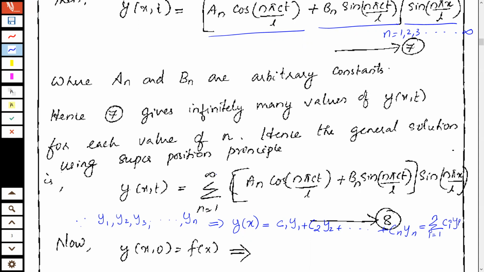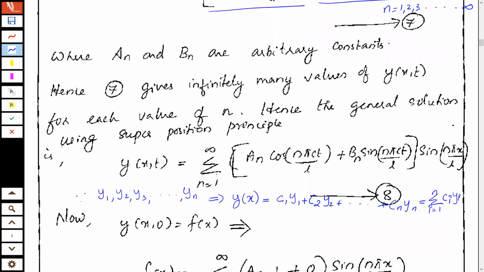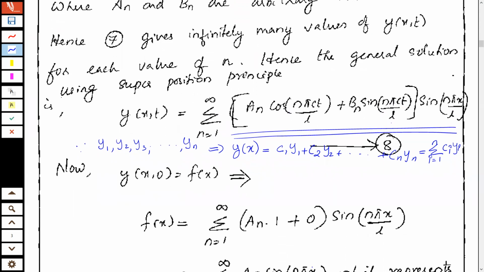Now we have the general solution of the wave equation given by sigma n equal to 1 to infinity An cos n pi Ct by L plus Bn sin n pi Ct by L, into sin n pi x by L. Now we have two initial conditions also. The first initial condition is the initial displacement function is f of x. Initial displacement function means the displacement function at time t equal to 0, which is denoted by y(x,0) equal to f(x) for some function f(x).